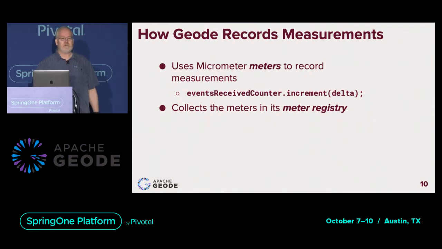There's an example of instrumenting the code: the events received counter. We are incrementing our events received counter when more events come in. That's what it looks like in the code to instrument the code.